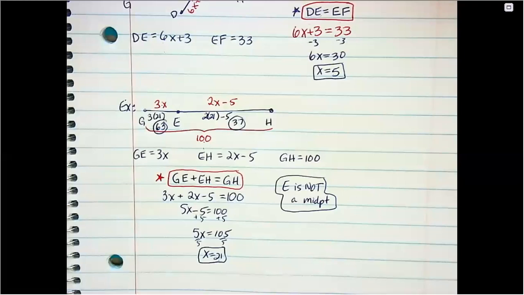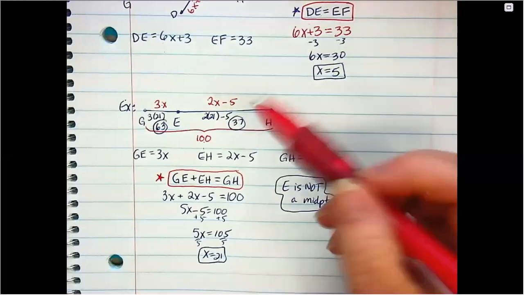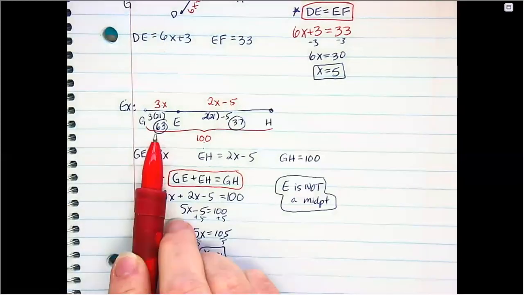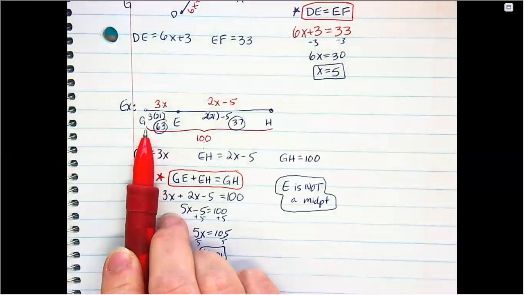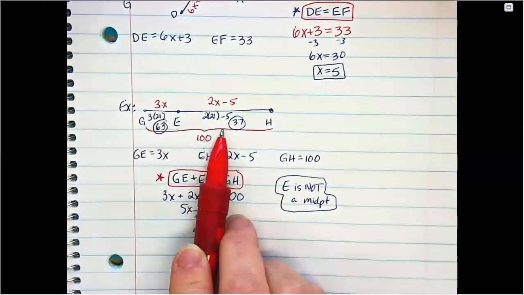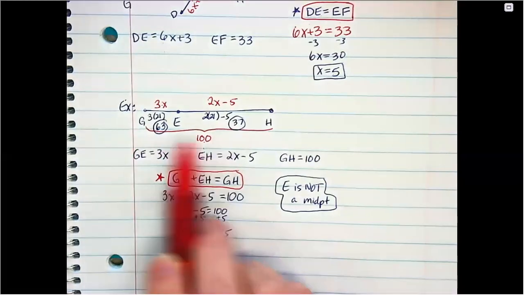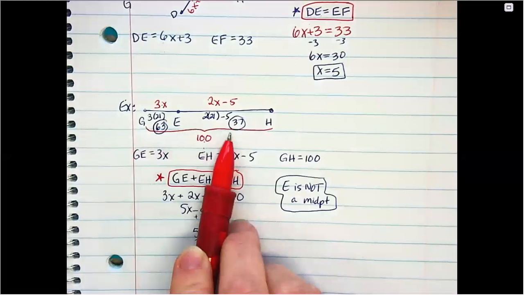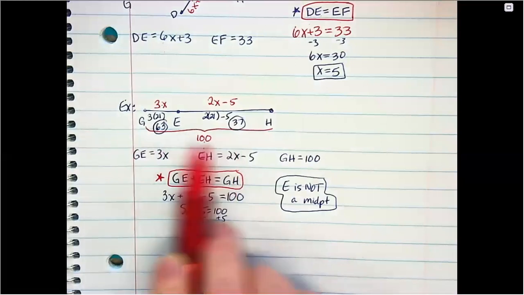How do you figure out if it's a midpoint again? If it's a midpoint, then the distance between G and E would be equal to the distance between E and H. So if this was 50 and that was 50, then E would be a midpoint. But because they're different, E is not a midpoint.